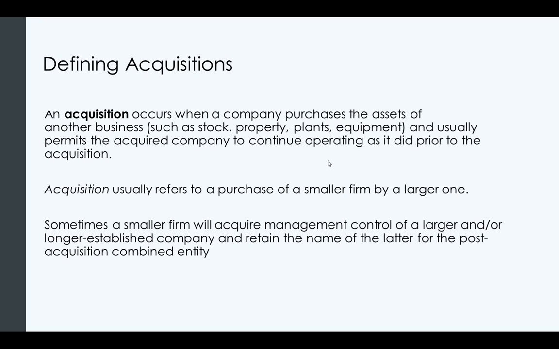Acquisition occurs when a company purchases the assets of another's business, and that includes stock. So companies can own stock in other companies, property, plants, equipment, technology, and it usually permits the acquired company to continue operating as it did before the acquisition. So an acquisition usually refers to a purchase of a smaller firm by a larger one. Sometimes a smaller firm will acquire management control of a larger or longer established company and retain the name because maybe they want the premier or well-known quality of that name.